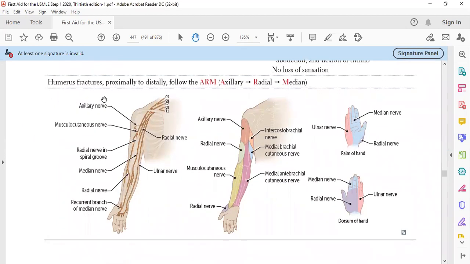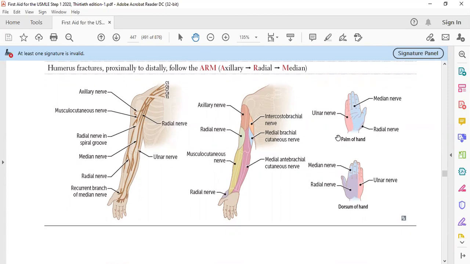Then we have the humerus structure, proximal to distal, following the axillary, radial, and median nerves. In the shaft, like in supracondylar fracture, it is the median. In the radial groove, in the mid shaft, it is the radial. Then the axillary is at the surgical neck. Here you can see that the axillary is formed by C5 to C6.